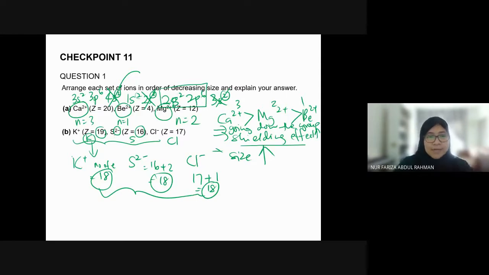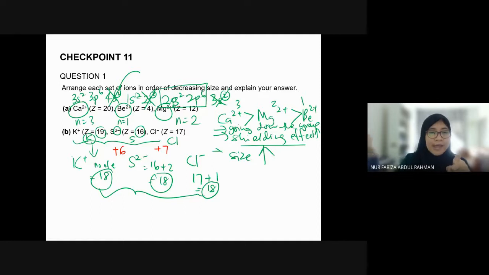Okay, so S2 minus, tukar kali lain. S2 minus, the Z effective would be positive 6. Cl minus, the Z effective is positive 7. It will not change the Z effective for S2 minus dengan Cl minus. Because why? Okay, the electrons are added in the valence shell. Dia letak dekat valence shell. In order to calculate Z effective, you kena ada Z minus dengan core.